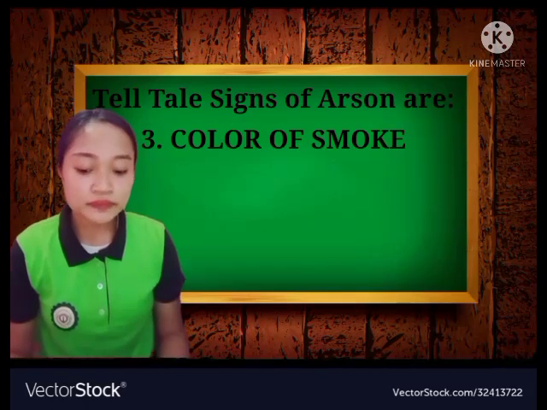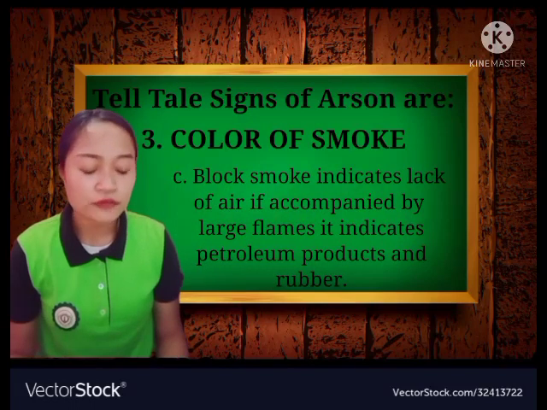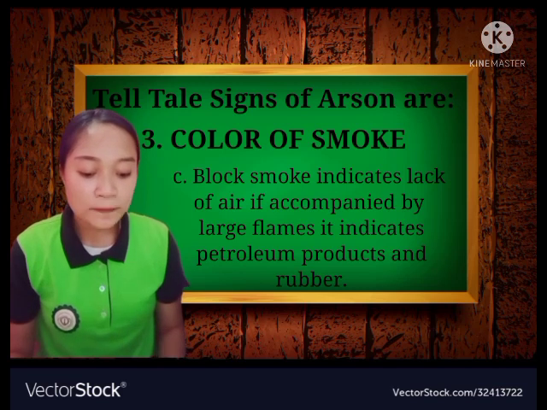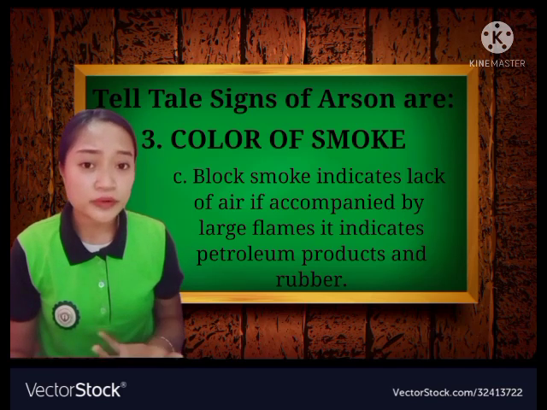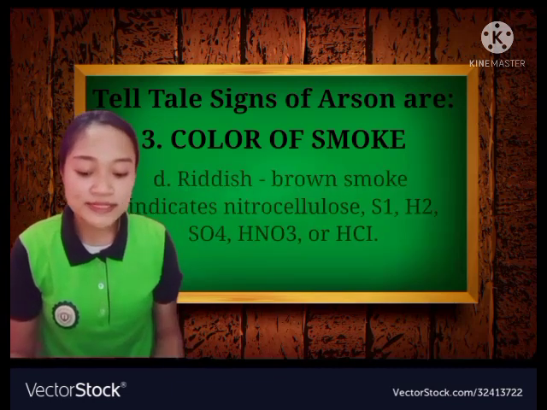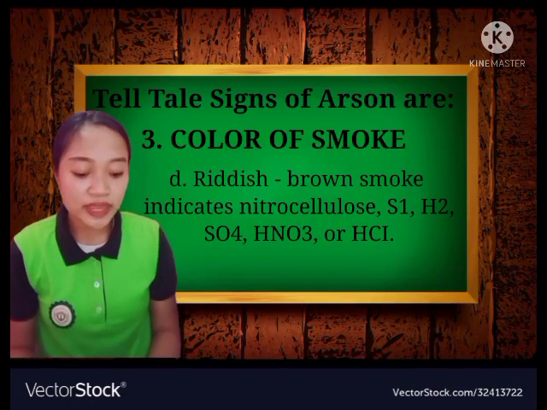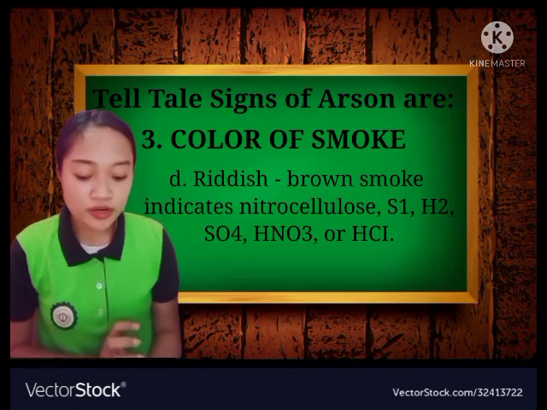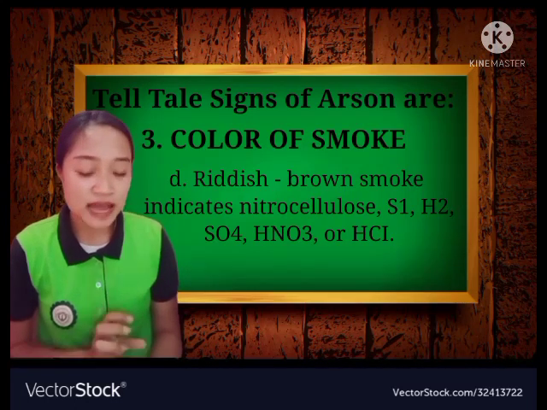Next, C, black smoke indicates lack of air if accompanied by large flames. It indicates petroleum products and rubber. So masamot kay ang naana diri is na mga petroleum products and rubber. So bako na gid na kayo. The next, D, reddish brown smoke indicates nitrocellulose, the is1, H2SO4, HNO3, or HCl.